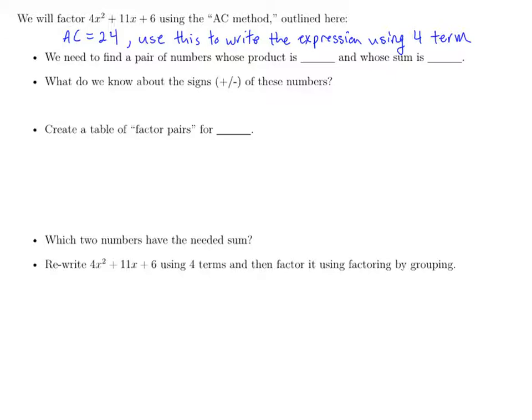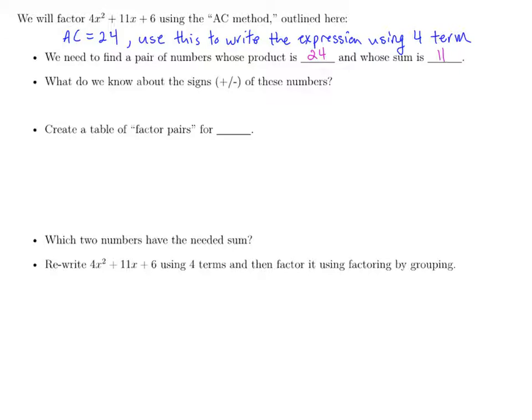So let's get started. We need to find a pair of numbers whose product is blank and whose sum is blank. Now, the product needs to be A times C. And A times C we found is 24. The sum needs to be the coefficient on our middle term, which in this case is 11. If you recall, when we factor a trinomial whose leading coefficient is 1, we only need the product to be C, that last term. But when the leading coefficient is not 1, we have to use this AC. And truth be told, when the leading coefficient is 1, the product of A and C is simply C.